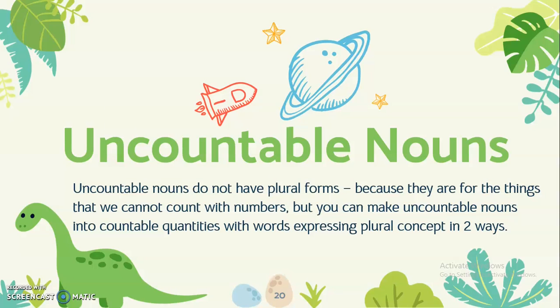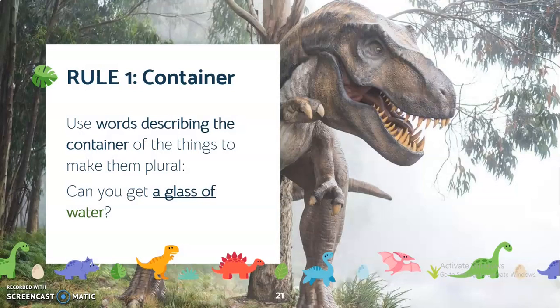Uncountable nouns do not have plural forms because they are for the things that we cannot count with numbers. But you can make uncountable nouns into countable quantities with words expressing plural concept in two ways. Let's see how they can be countable and plural. So we have the first rule. The first rule is describing the container. Here we use words describing the container of the things to make them plural as well as countable.